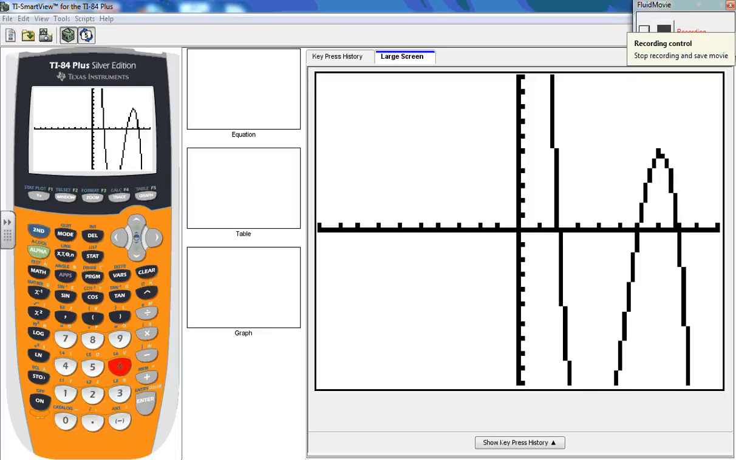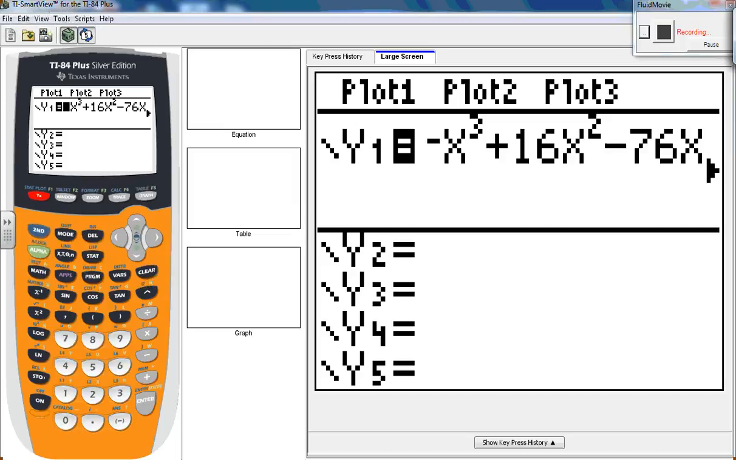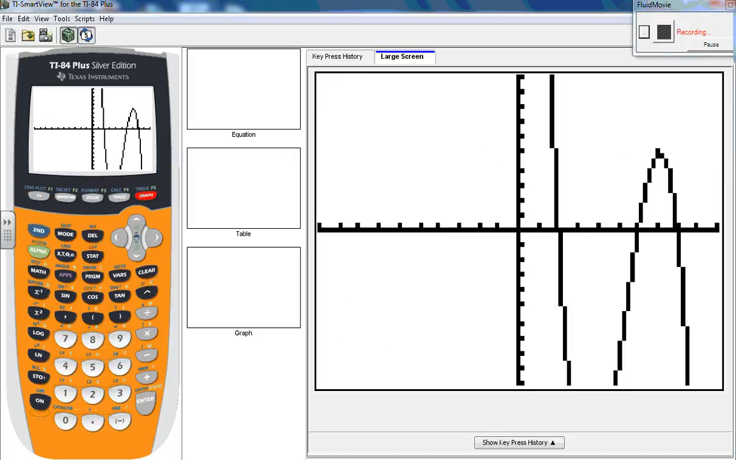For question 14 from the Advanced Algebra 2 homework, it says to find the relative maximum, relative minimum, and zeros of the function, and it does want us to use a calculator. So what we need to do is first enter the given function under y1. The function was negative x cubed plus 16x squared minus 76x plus 96, and then we want to graph it.